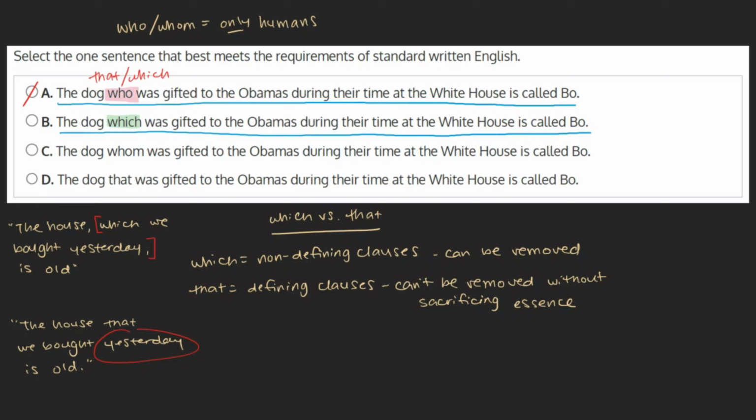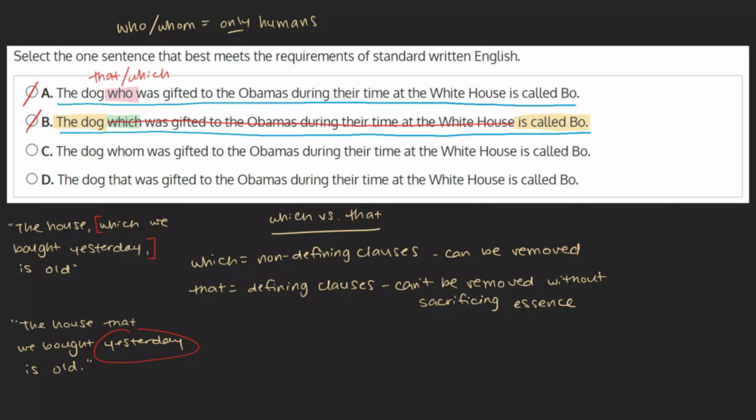Taking it back to our sentence, if we were to remove the clause that which introduces, we'd be left with "the dog is called Bo." However, the fact that this is the dog that was gifted to the Obamas is essential to our sentence. Without it, we can't identify who this dog is, why the dog's important, or why the sentence is talking about the dog in the first place. This being the case, we can see that which would be incorrect here, and we can mark this choice as incorrect.